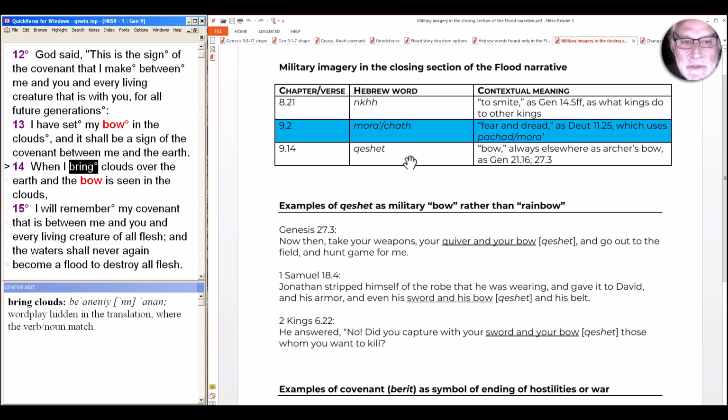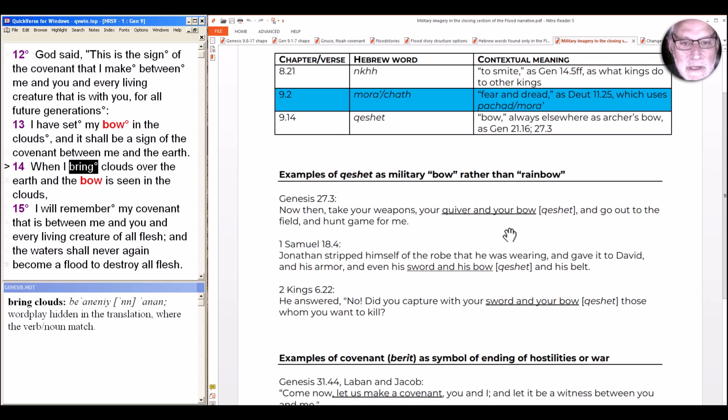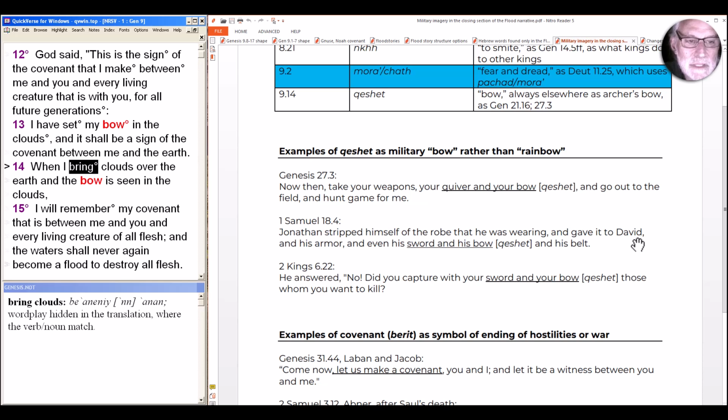And now we focus on this image, keshet, as the bow. And here's 3 examples of that, both from Genesis and other texts, that you can see how plainly keshet refers to the archer's bow, not a rainbow. Your quiver and your bow, or your sword and your bow, both times there.